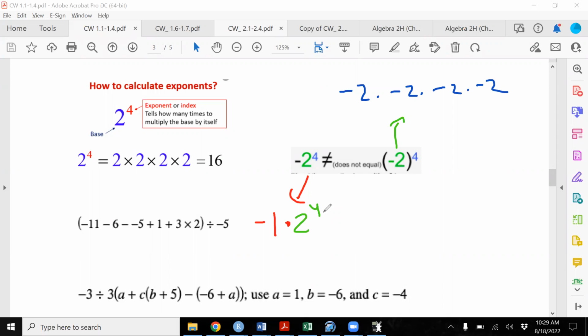How come they didn't write it that way? Because mathematicians are lazy. I'll tell you, we are super lazy. We like to write things as quickly as possible, but we're not writers. But negative 1 times 2 raised to the 4 power, that's what it means. Negative 1 times 2 raised to the 4 power.